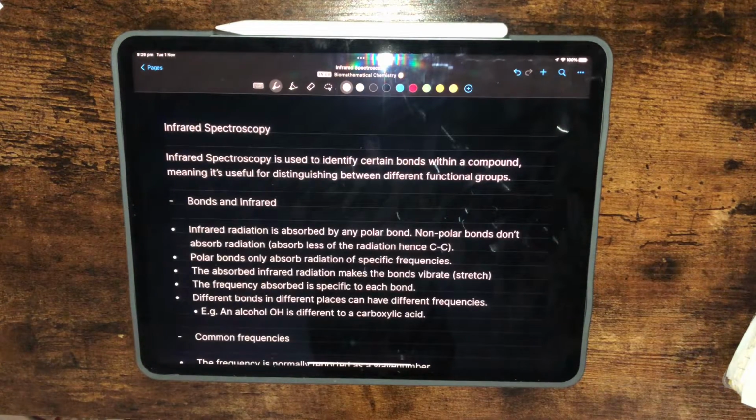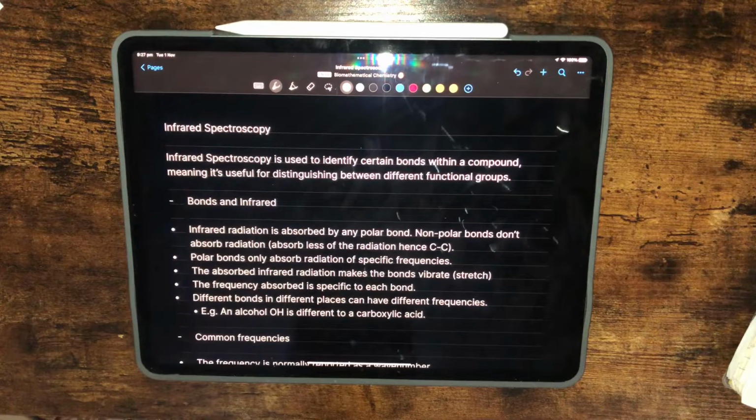Today I'm going to be doing infrared spectroscopy. Infrared spectroscopy happens across organic chemistry, and it's one of the things you need to be able to understand. It's very simple once you get the hang of it, but you need to understand it in order to answer questions on identifying compounds, and especially identifying functional groups.